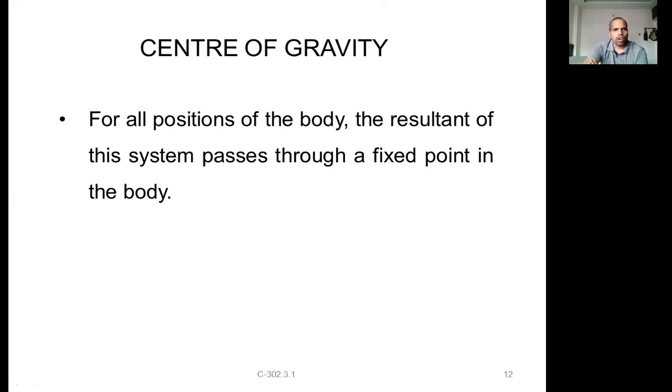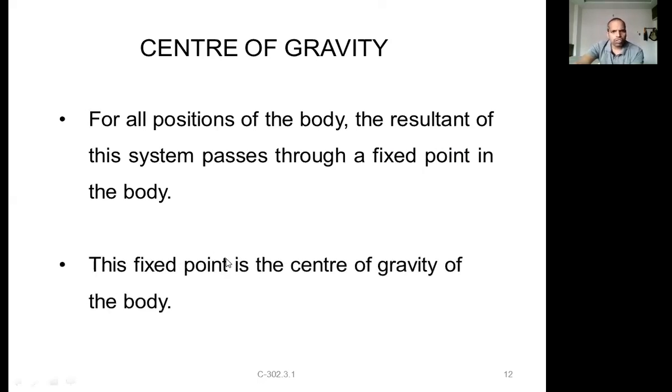For all positions of the body, the resultant of this system passes through a fixed point in the body. It means if we calculate the resultant of all these forces of that particular body, the resultant will pass through a fixed point. That fixed point is the center of gravity of the body.